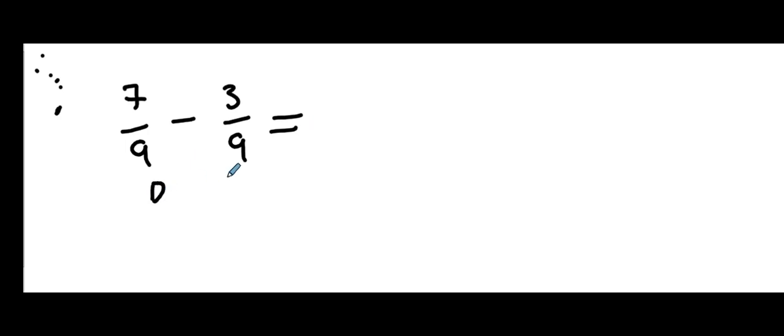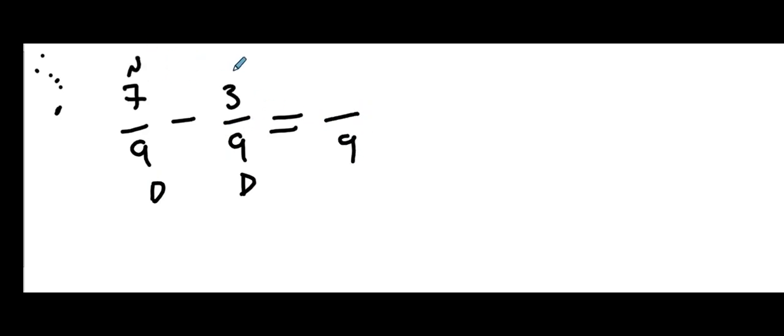Okay, so very quickly then, when we want to subtract equivalent fractions, we'll start with an example. So I'm going to start with 7 over 9, and I'm going to take away 3 over 9. When we look at our denominators, they're both equivalent. So if they're equivalent, then our answer is going to be over 9.